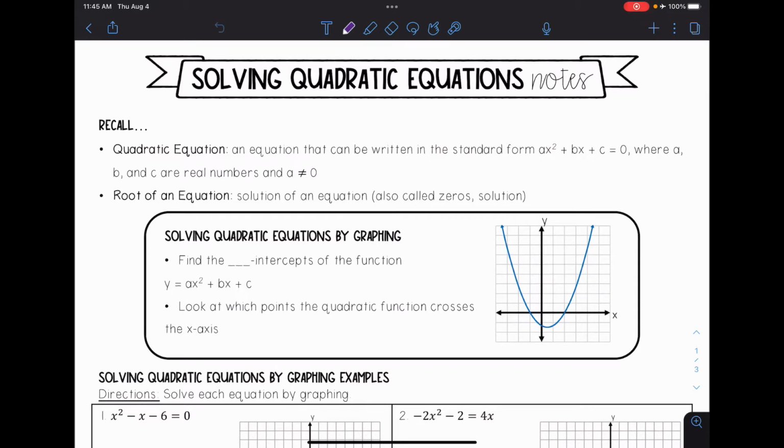We also will call this zeros or solution. So basically, when I say find the zeros of a function, find the solution of a function, or find the root, all of it is referring to the same thing.